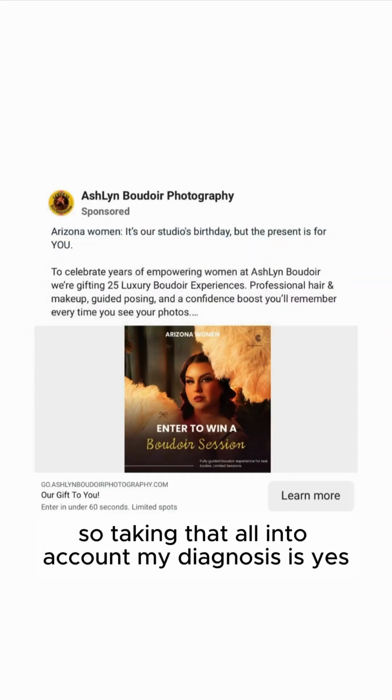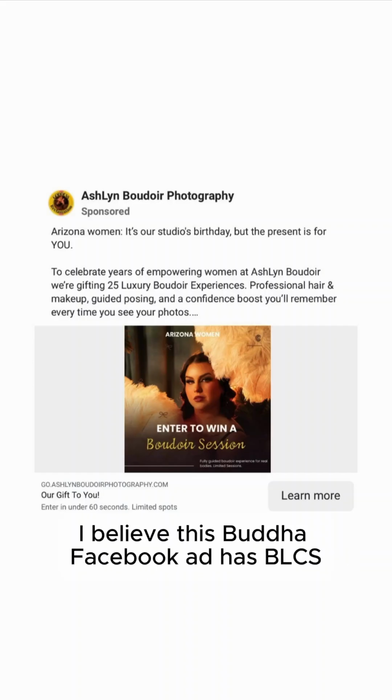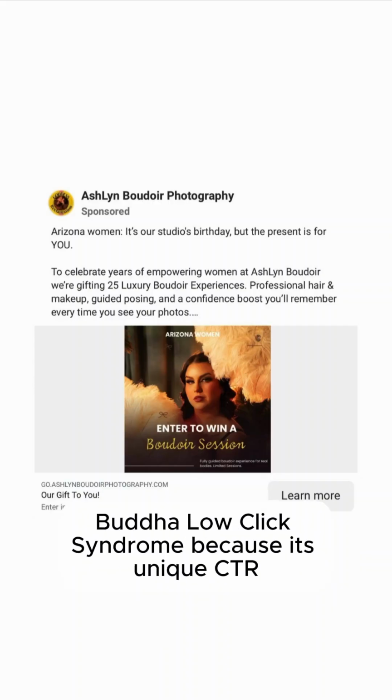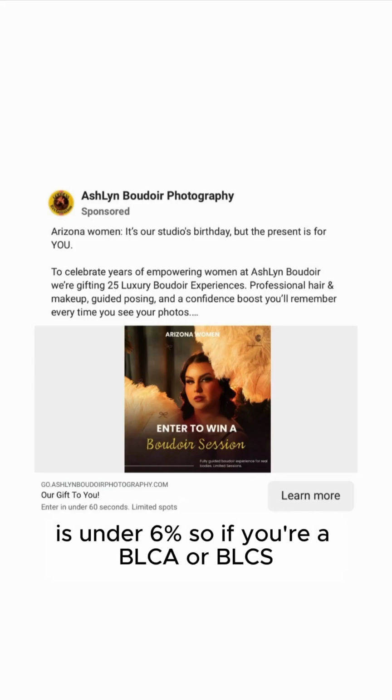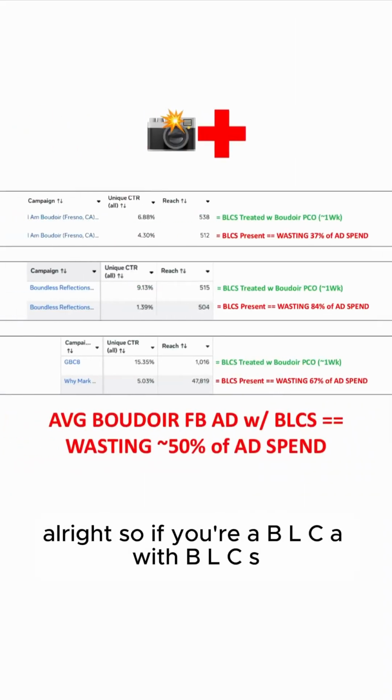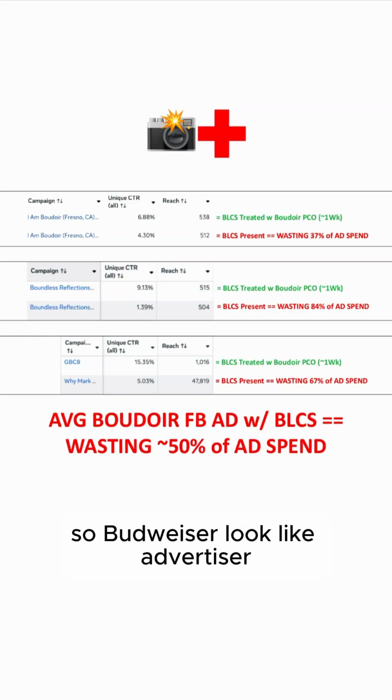So taking that all into account, my diagnosis is yes, I believe this Boudoir Facebook ad has BLCS, Boudoir low click syndrome, because its unique CTRL is under 6%.